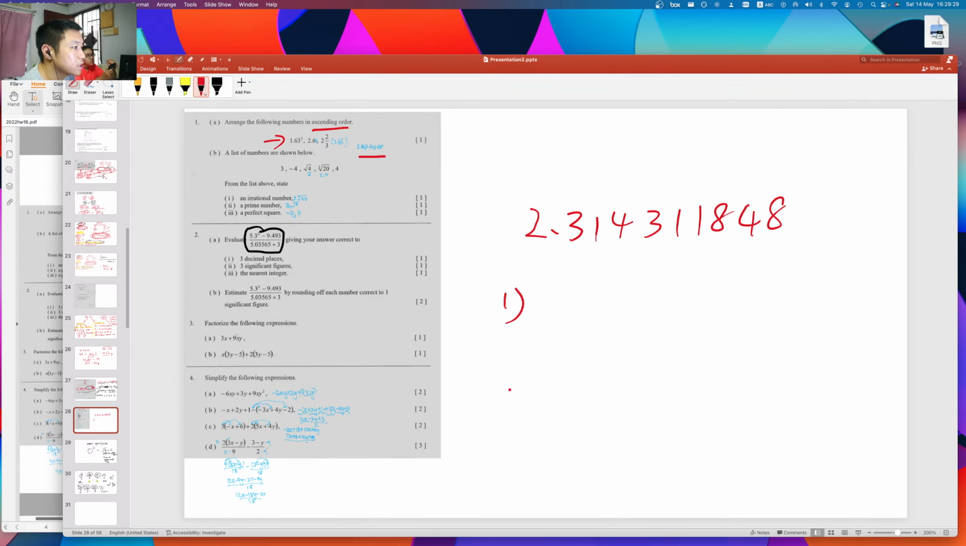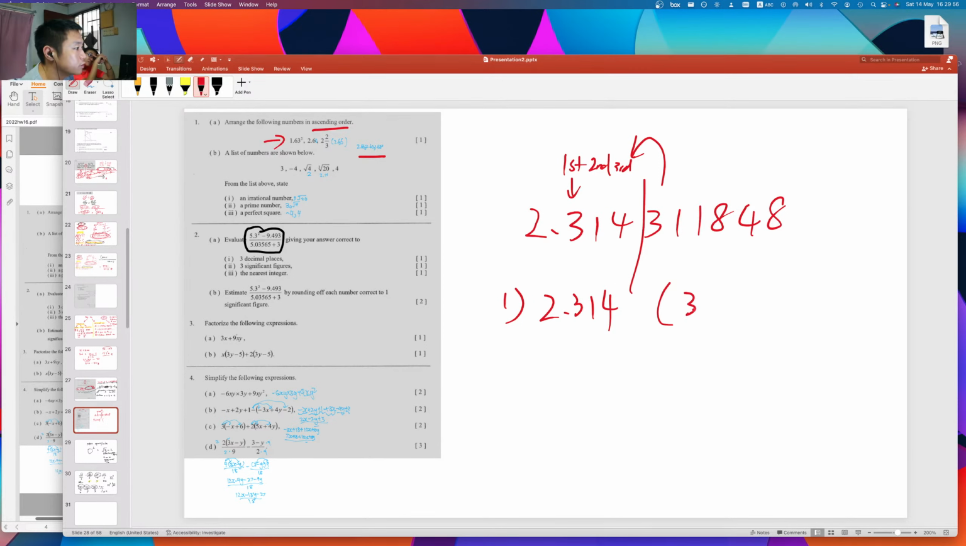So 3 decimal places. You count from where? The 2. 3 decimal places. The 3. Okay, this one first, second, third, and then you draw a line, right? Then you see if you need to add 1 or add 0. So you add 1 or add 0? 0. Okay, good. So it's 2.314. Does it make sense? Yeah.